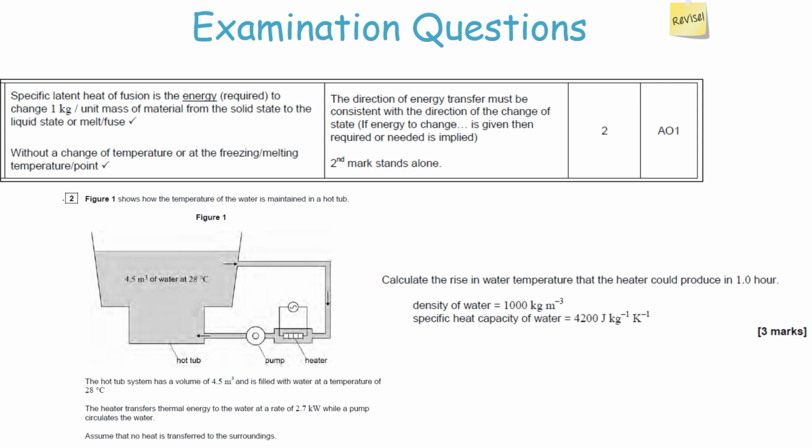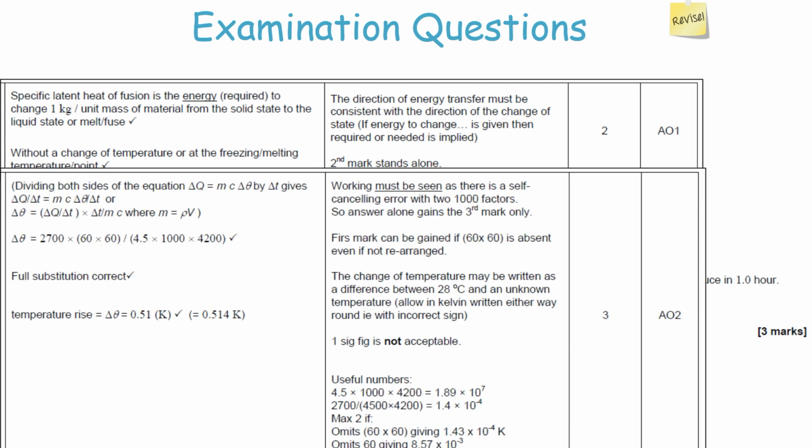The second question, what do we have to do? Well, we're looking at the rise in water temperature. So we know that if we're changing temperature, we're changing the kinetic energy store. So the equation to work this out is delta Q is equal to mc delta theta. So therefore, we can work out what's going on, but we also were given the power.